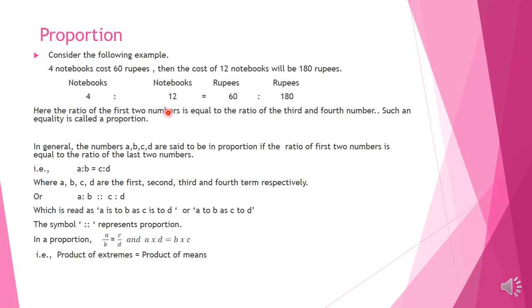So we can make between the 4 notebooks and 12 notebooks one ratio. That is 4:12. See children, here the unit is notebooks only. Okay, number of notebooks. And 4 notebook cost is 60 rupees. 12 notebook cost is 180. So we are making another ratio of rupees. That is, in the first case it is 60 rupees and in second case it is 180 rupees. So the ratio between rupees is 60:180. The ratio between the number of notebooks is 4:12.